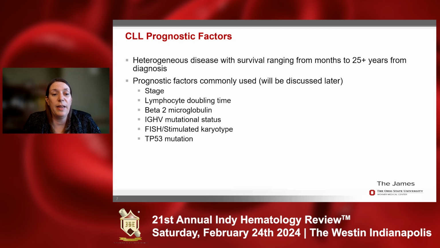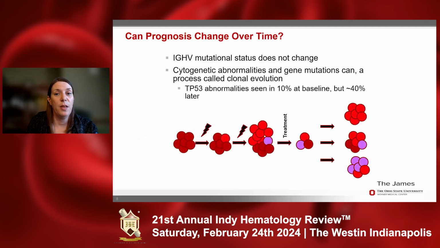FISH testing and stimulated karyotype is looking at the chromosomes of the CLL cells, and different chromosomal abnormalities are highly linked to specific prognoses. And then the presence or absence of a mutation in a gene called TP53, which is a tumor suppressor protein. Basically, in all cancers, and CLL is no exception, people who have a mutation in this TP53 gene tend to have a more aggressive disease.